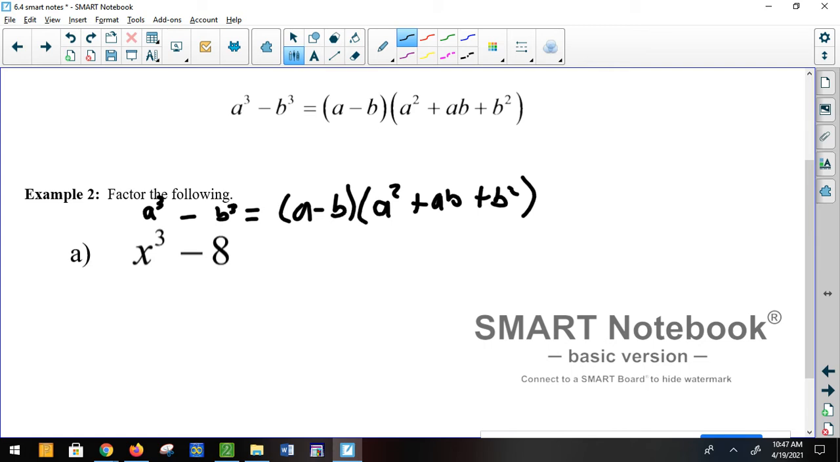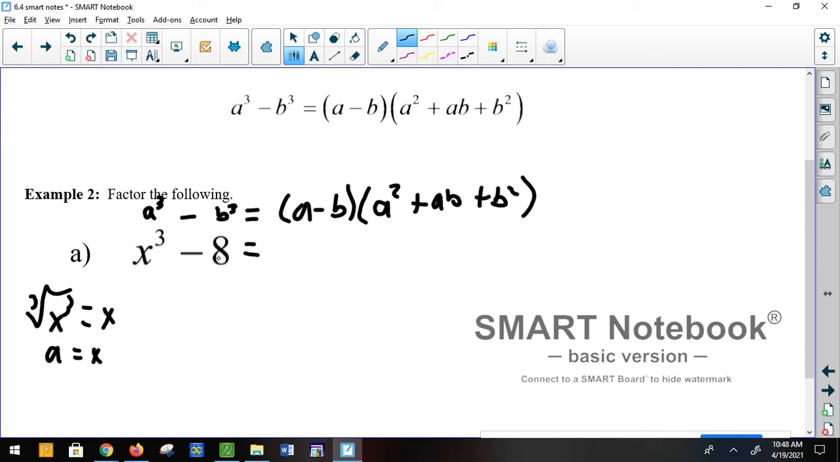If we need to figure out what a and b are, again, if x cubed is a cube number, its cube root is a. So the cube root of x cubed. So that means a in this formula is equal to x. So everywhere there's an a, we're going to substitute it with an x.